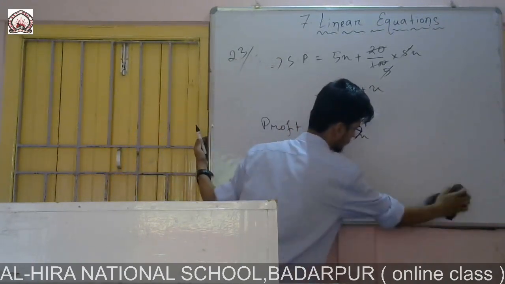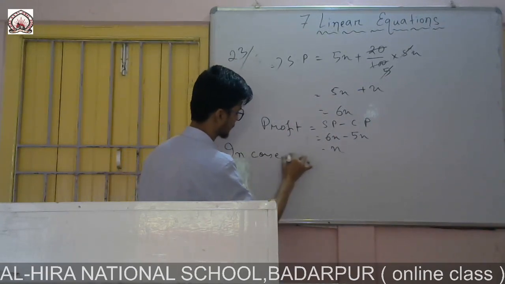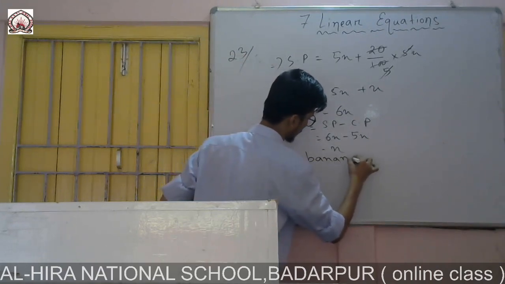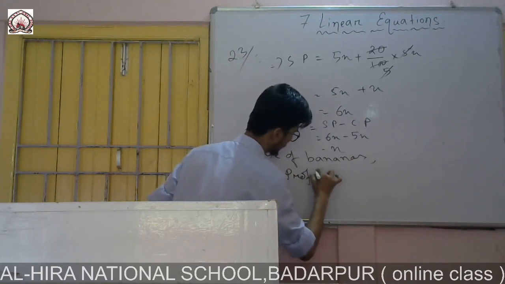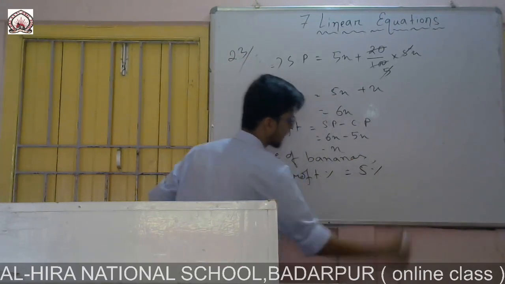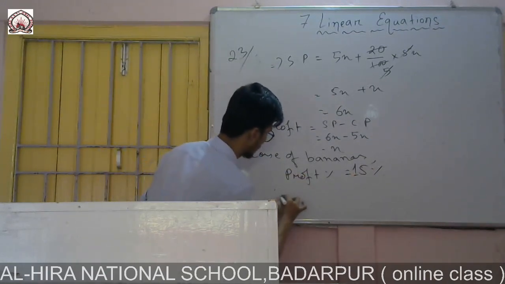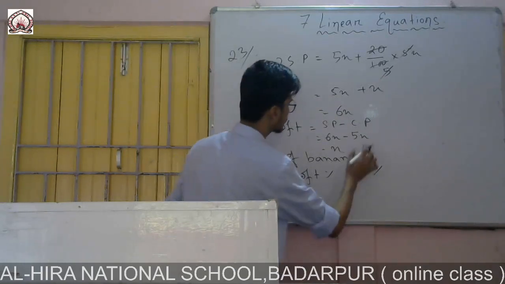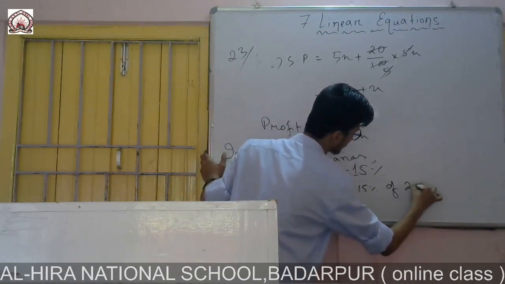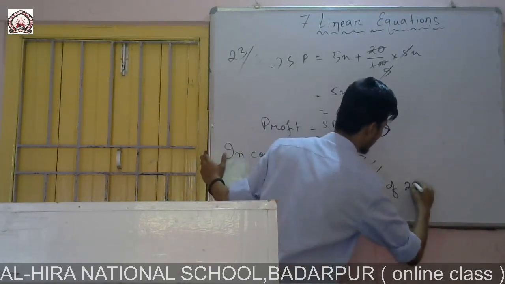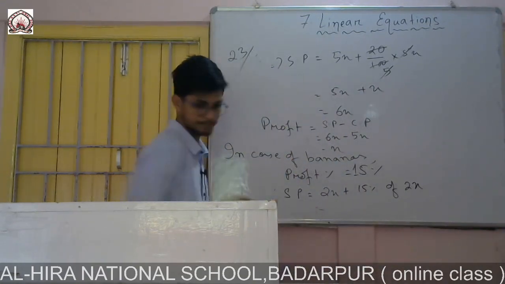So now we will solve this for bananas. In case of bananas, you write profit percent is given as 15%. Like earlier, first of all we will find SP. SP will be equal to twice x plus 15% of 2x. So if I solve this one, it will be okay. Let me write it here.